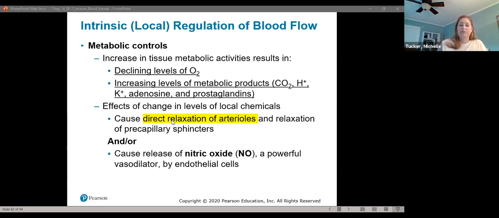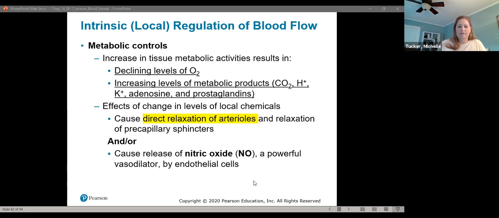These can have a direct effect on those precapillary sphincters, or they can cause the release of nitric oxide. And nitric oxide is a very powerful vasodilator, but it goes away very quickly too. But it has the ability to override the sympathetic nervous system, albeit momentarily. So very powerful, but dissipates very quickly.